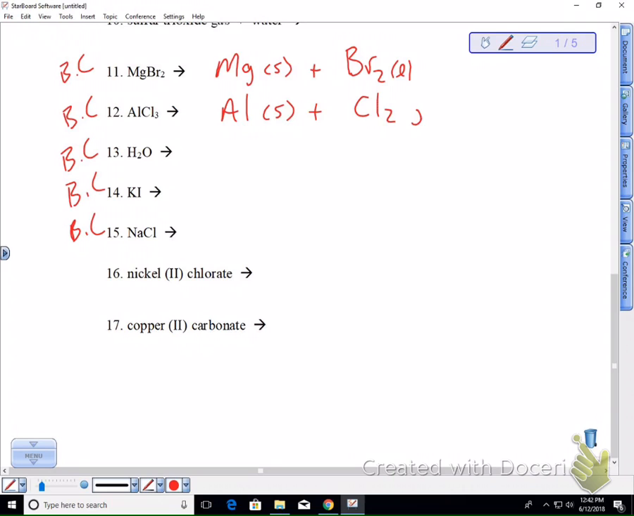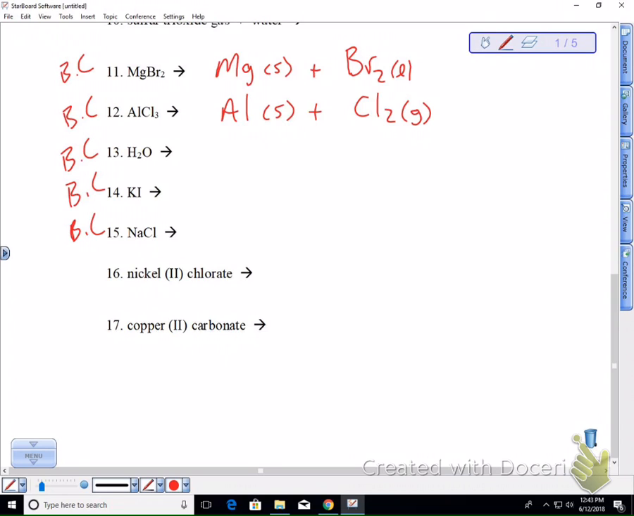So that's what I mean by our product did not just look like we snapped AlCl3 in half. We had to write down what chlorine actually looks like in nature. Now we're going to fix that by balancing it.